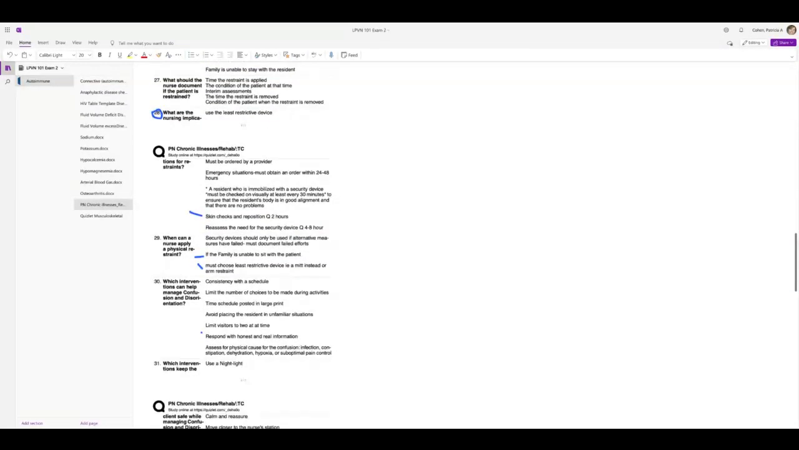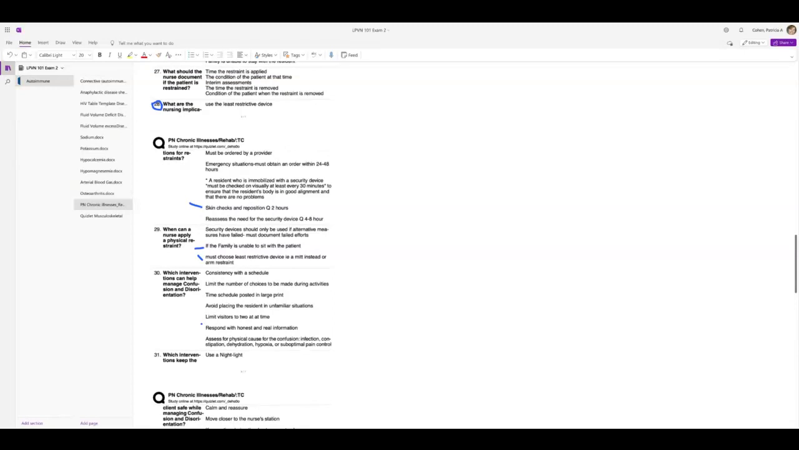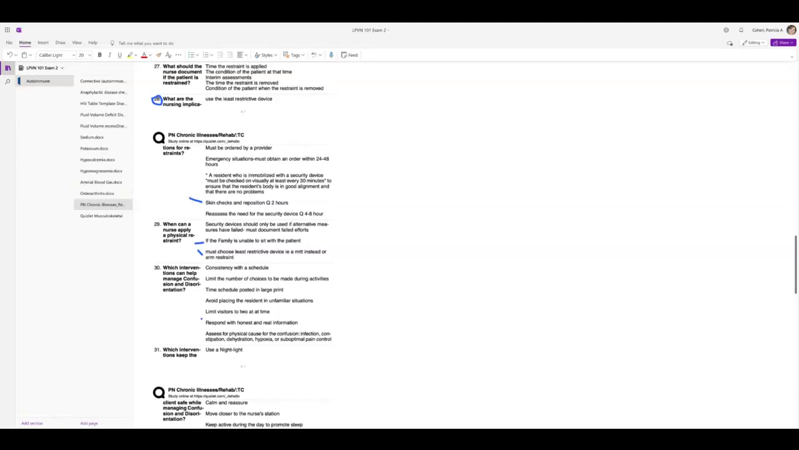Okay. So restraints are doctor's orders, right? Always you have to have doctor's orders for a restraint. It's like a big deal. Big deal, right? So when can you apply it? If you have an order and the family is unable to sit. And I talked about least restrictive. Now, don't turn your alarms off like your bed alarms, because you want to know if the patient's getting out of bed. All right.